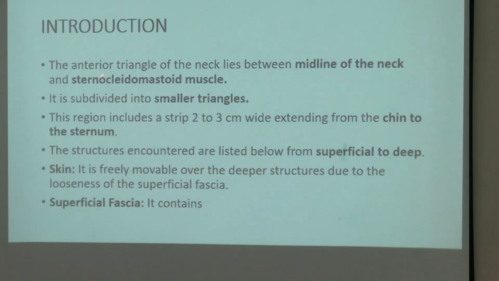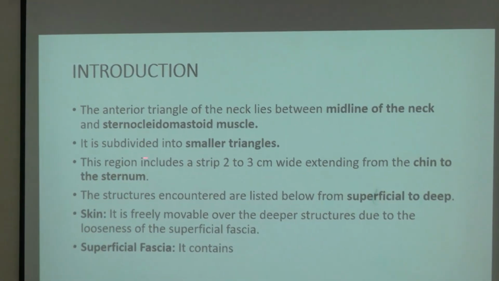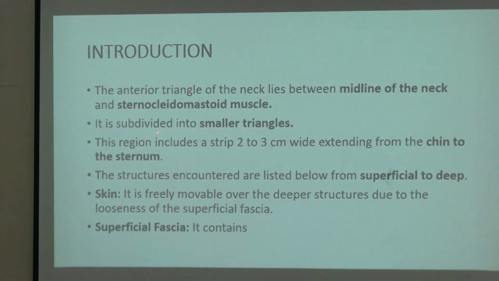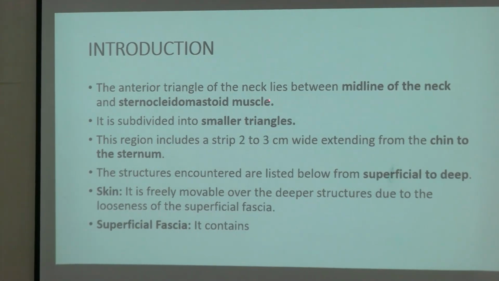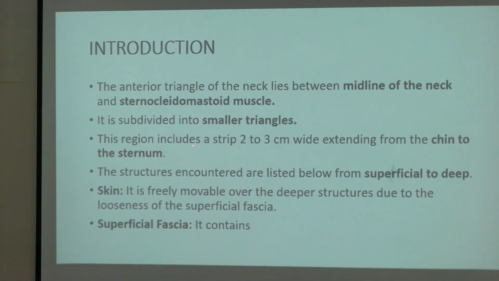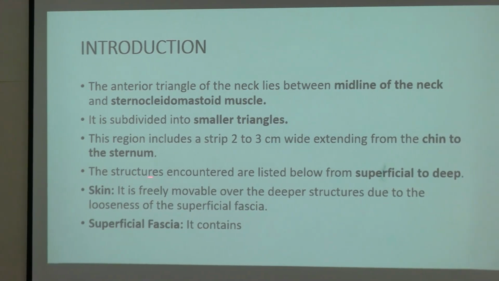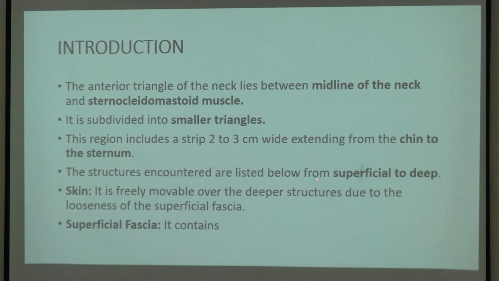Okay. The anterior triangle of the neck lies between the midline of the neck and the sternocleidomastoid muscle. It is subdivided into smaller triangles. This region includes a strip of 2 to 3 cm wide extending from the chin to the sternum part. The structures encountered are listed below from superficial to deep part.